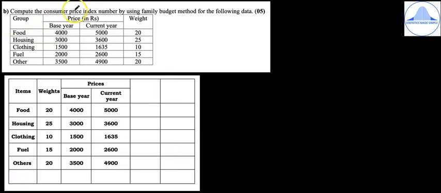Subdivision B, compute the consumer price index number by using the family budget method for the following data, and this question carries 5 marks. The different groups are given and the prices in the base year and current year are given along with the weights for each of the groups. So I have formed the table again. So let us write the formula for the family budget method.